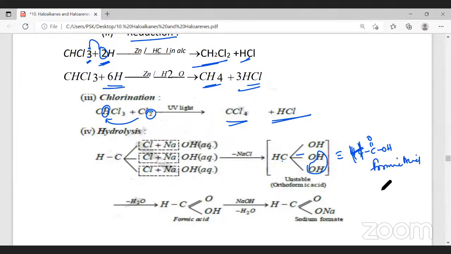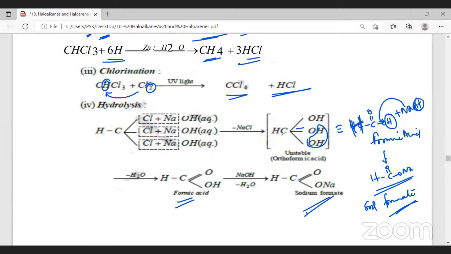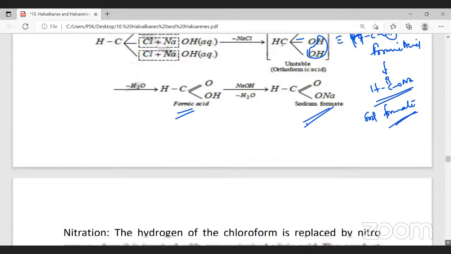This formic acid further will react with sodium hydroxide. What happens now? This OH and H get eliminated as water. In place of H, Na goes. So I'll get H, C double bond O and ONa. It is called sodium formate. So chloroform on hydrolysis with sodium hydroxide finally gives sodium formate. The intermediate compound is formic acid. Finally, the product we get is sodium formate.